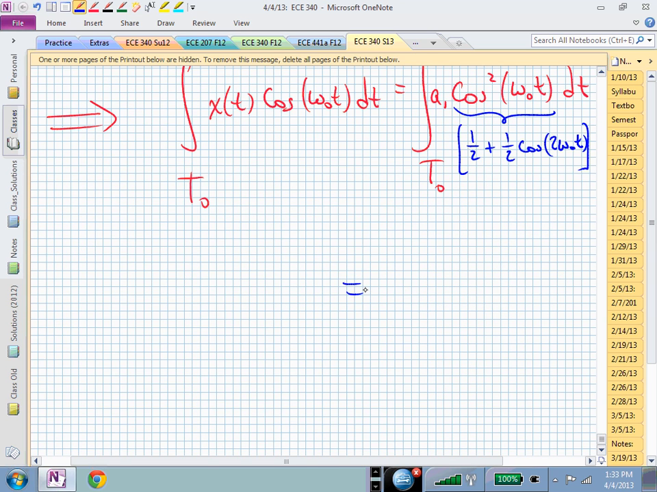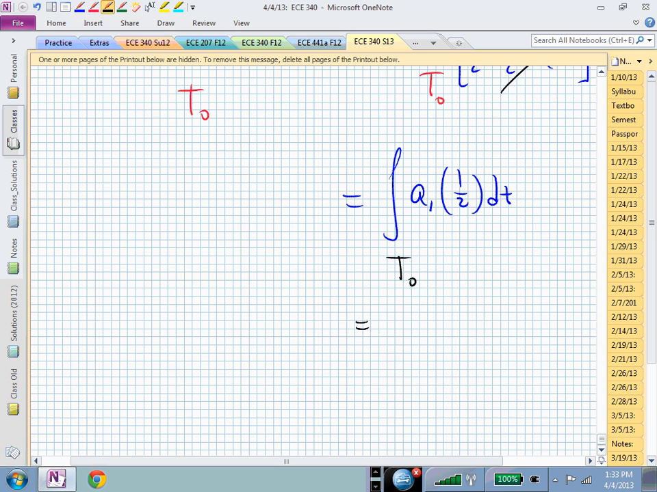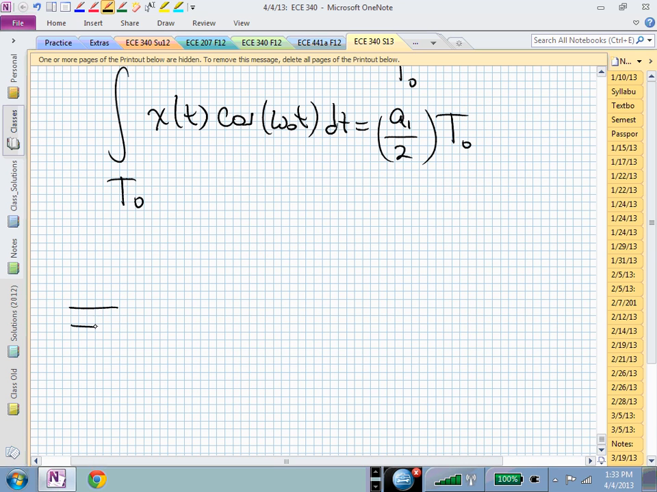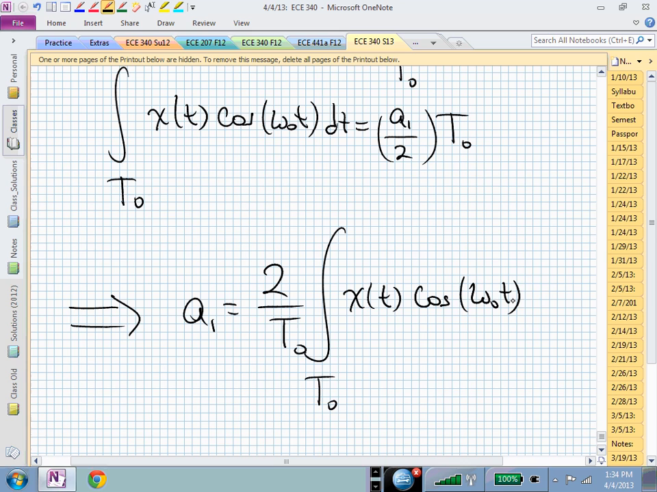So that now I have the following. I have on the right-hand side this integral of a1 times 1/2 dt. This guy, when integrated, 1/2 cosine 2 omega naught doesn't go to 0, but integrated it does. Is that clear what I'm trying to state? But now I integrate this over t naught. But what is that? That's again the integral of a constant, isn't it? So that's now a1 over 2 times t naught, which is equal to this integral of x of t cosine omega naught t dt over t naught. And I can now solve that for a sub 1. I now have a sub 1 is equal to 2 over t naught integral over t naught x of t cosine omega naught t dt.